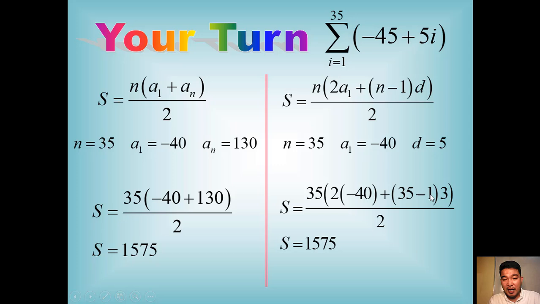So we substitute all these values into the formula, and simplifying it, you will have 1,575, which is exactly the same as the sum that we got earlier. Meaning, no matter what formula you use, either this one or the alternate one, you will still arrive at the same answer. The only thing is that using this alternate formula, you don't need to get the a sub n. You just need to have your common difference.